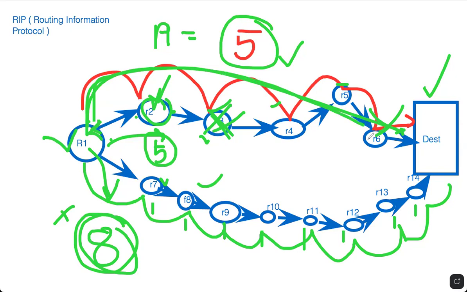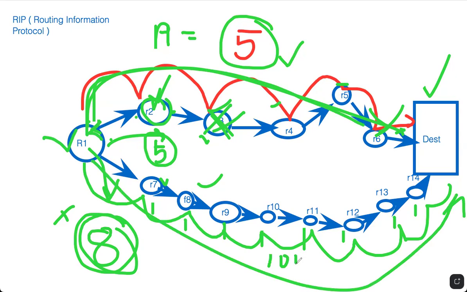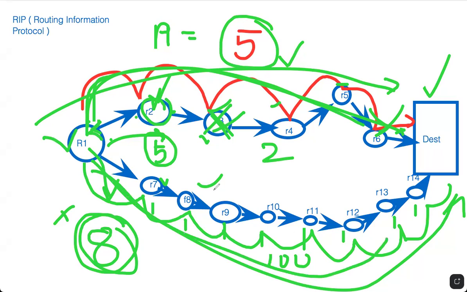There is no time factor. Let's say if the packet goes via this way and takes 100 seconds, but if you go via this way the packet takes 2 hours, obviously it should go via the faster path, even though there are more hops, and this should be the primary path. But RIP doesn't consider that. That's why RIP is not most commonly used.